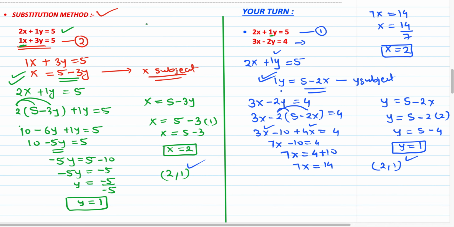Okay guys, thank you. This was everything about the method of substitution. Now, next we are going to learn the method of cross multiplication.